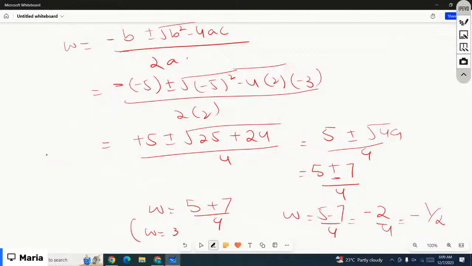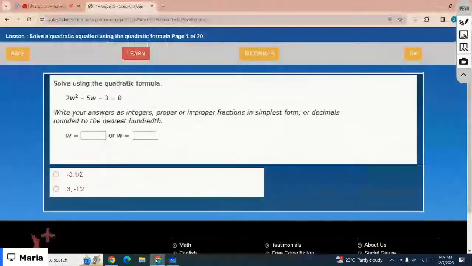So you have two values for w. They are w equals 3 and w equals negative 1 over 2. So the correct option is 3 and negative 1 over 2. Option number 2 is the correct option.